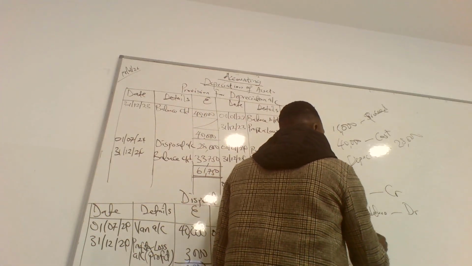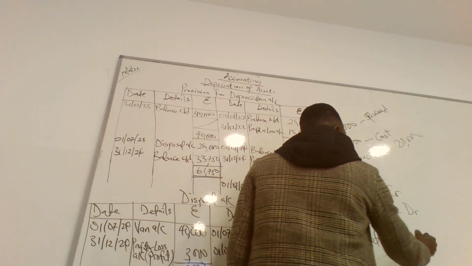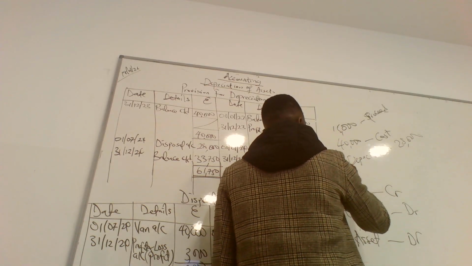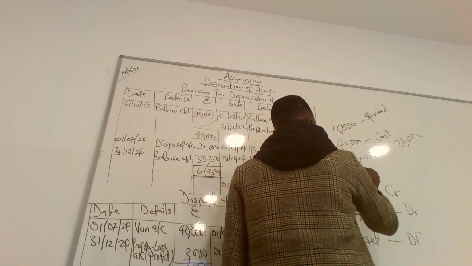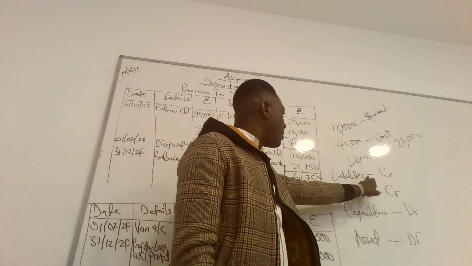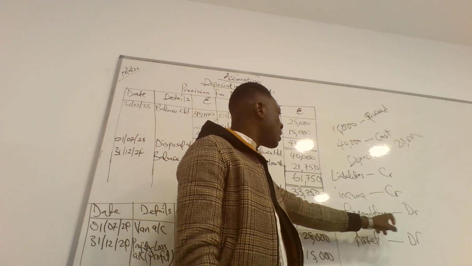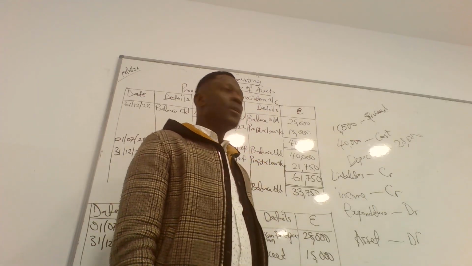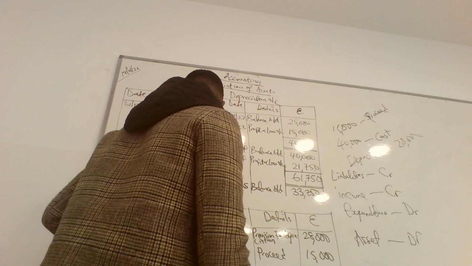Income is a credit entry, expenditure is a debit entry. Assets are a debit entry. Liabilities are a credit entry. Income, liabilities, credit entry. Assets, expenditure, debit entry. So in the disposal account, we have our profit and loss account.